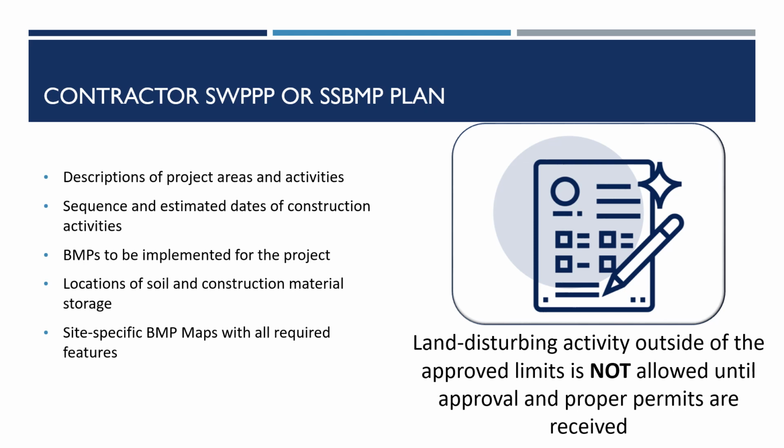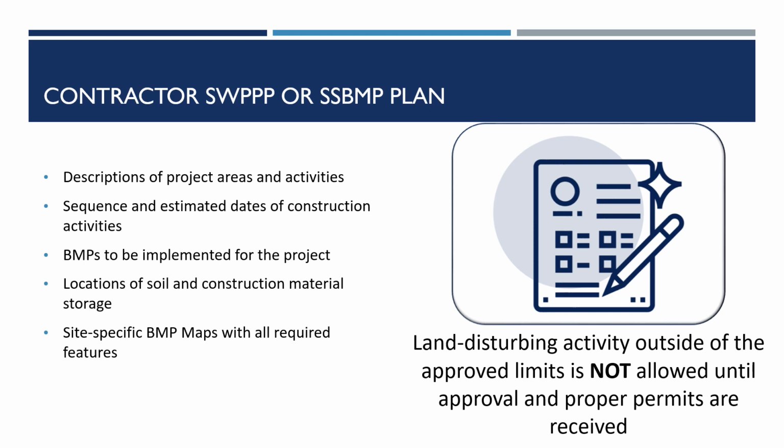Common items the contractor should review and edit as necessary are descriptions of project areas and activities, sequence and estimated dates of construction activities, BMPs to be implemented for the project. Some of these might be included by the designer. However, please review and update as applicable to reflect what your team will be implementing on site. Locations of soil and construction material storage. Site-specific BMP maps with all required features as listed in the plan templates under Attachment A and Section 1.2.1 Construction Plans of the SOP.